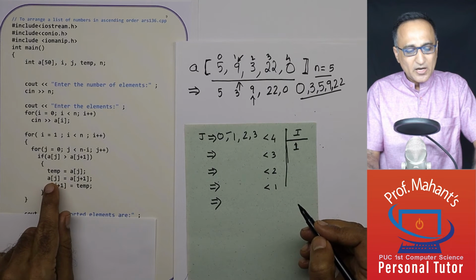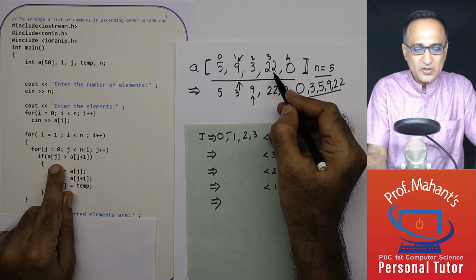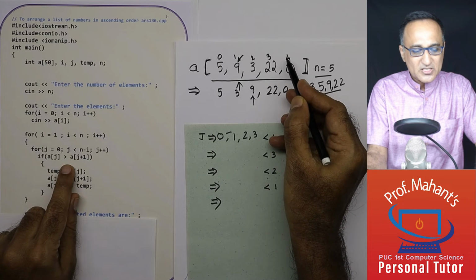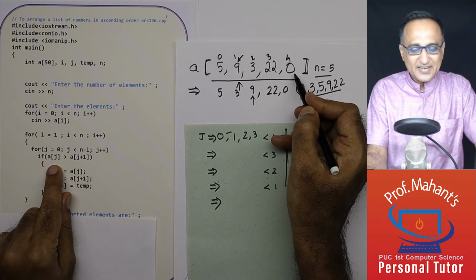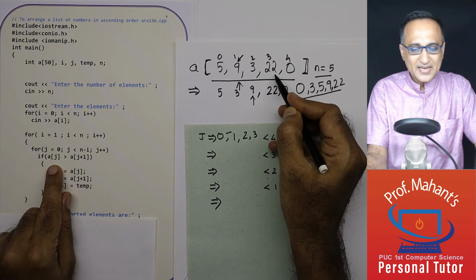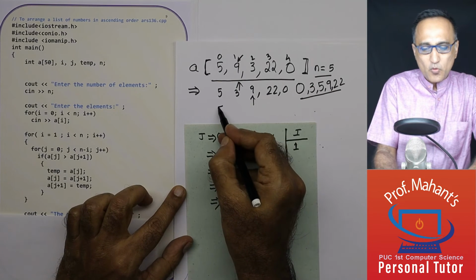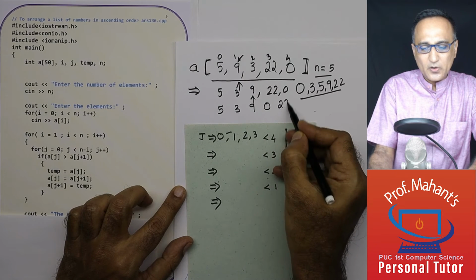Then what am I doing now? Now j is 3. A of 3 happens to be 22. Is A of 3, which is 22, greater than A of j plus 1, which is A of 4? A of 4 is 0. Yes. So now I will exchange 22 and 0. Now the array looks like this: 5, 9, 3, 0 and 22.